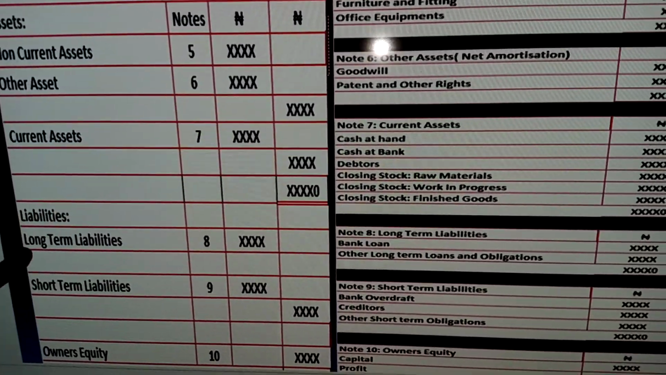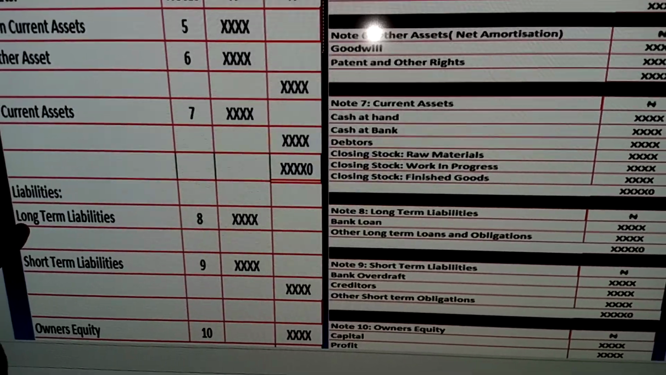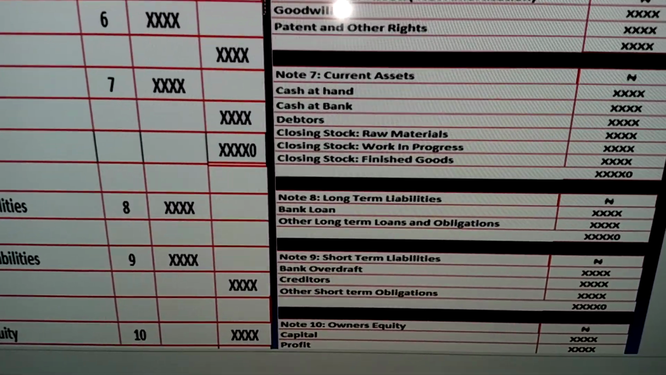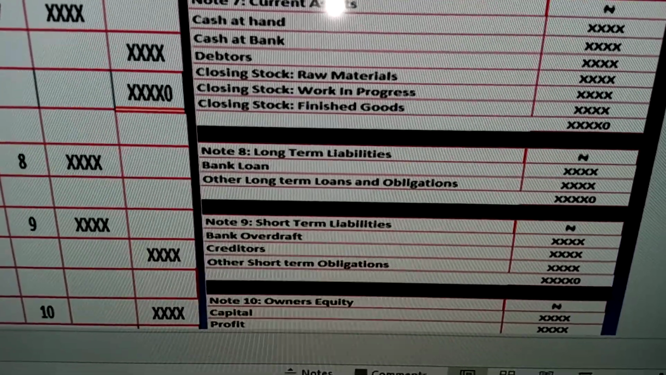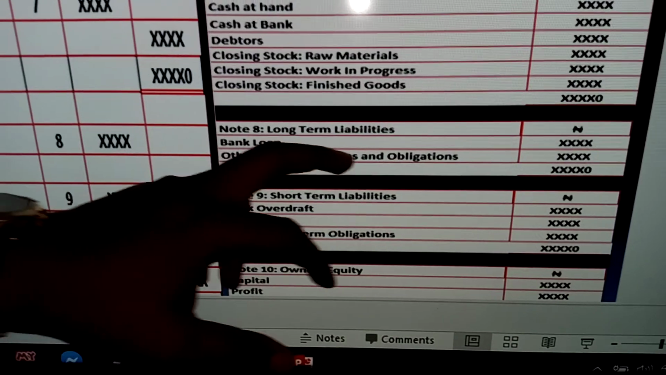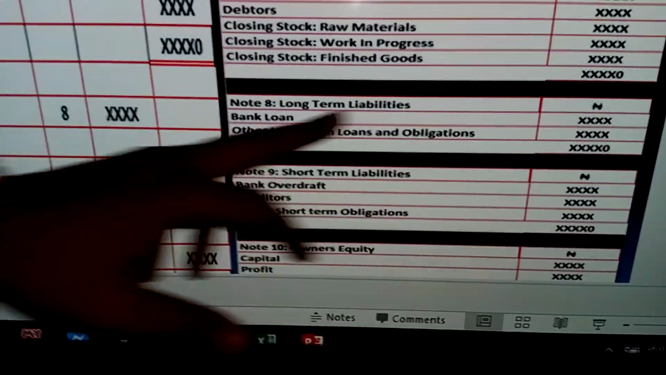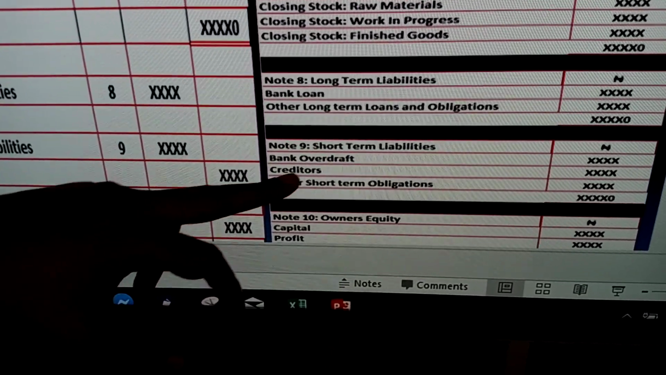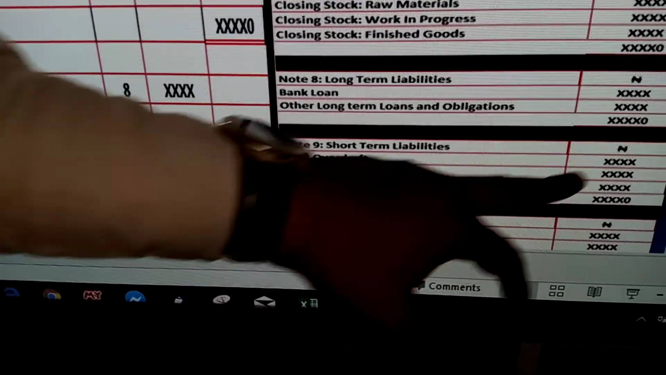The next one is your liabilities. We have long-term liabilities: bank loan and other long-term loans and obligations, because you can have arrangements to get loans not necessarily from the bank. So you have a long-term loan, bank loan, other loans, long-term obligations. When you add them together, you have your long-term liabilities. Short-term liabilities, you can see them here: bank overdraft, creditors, and other short-term obligations.